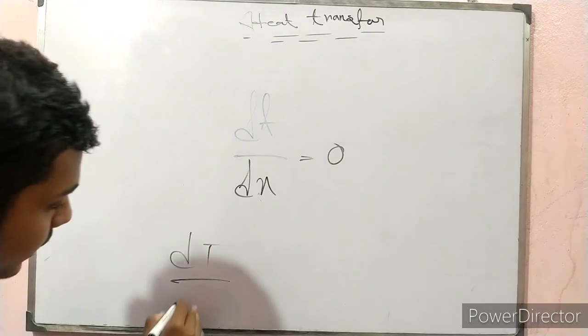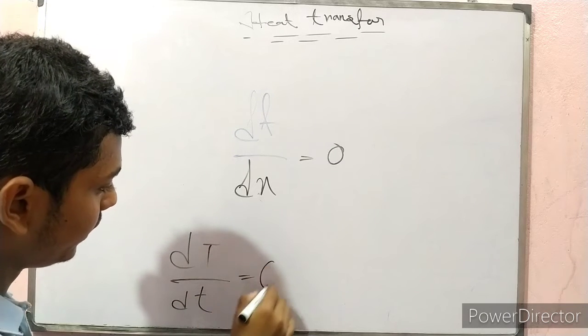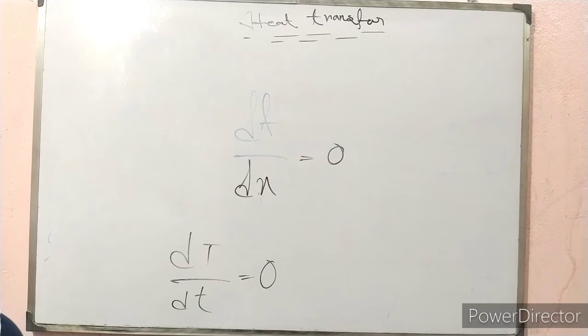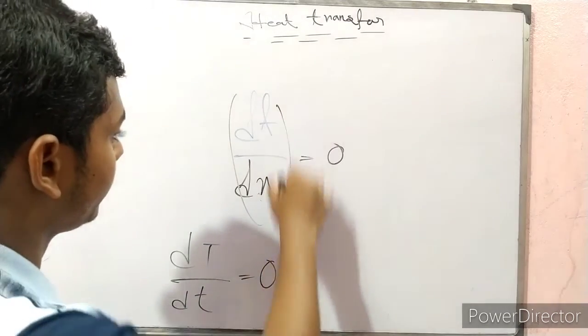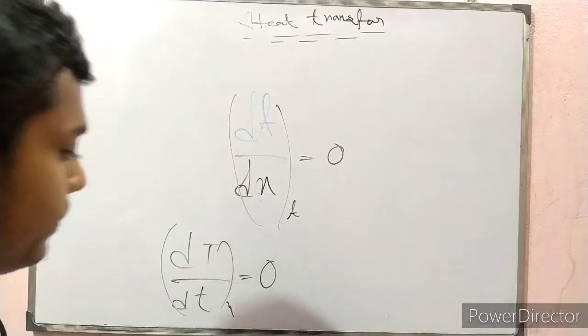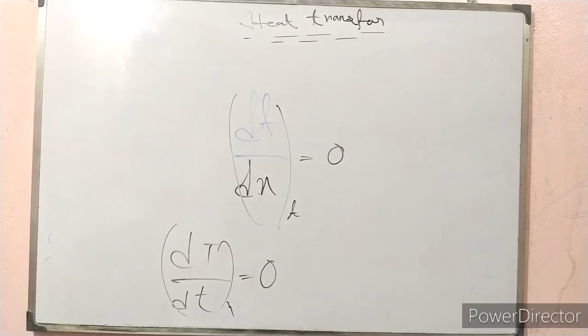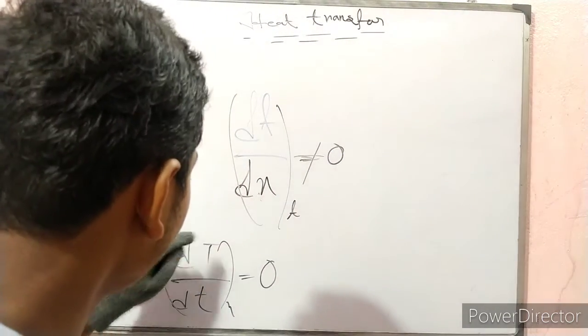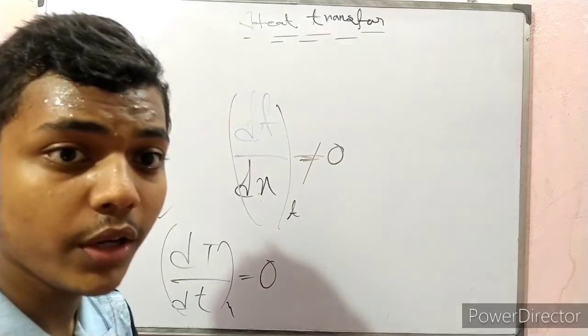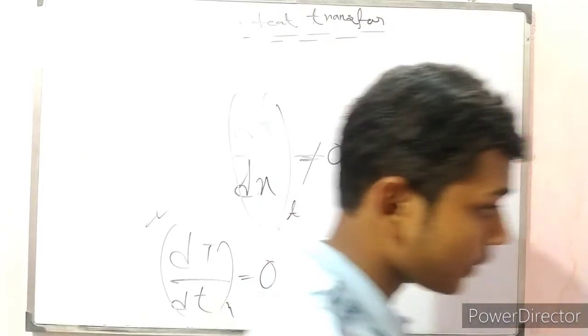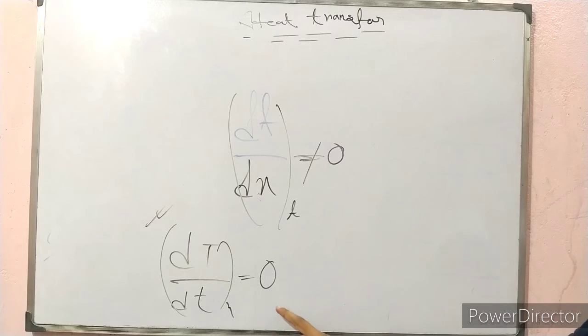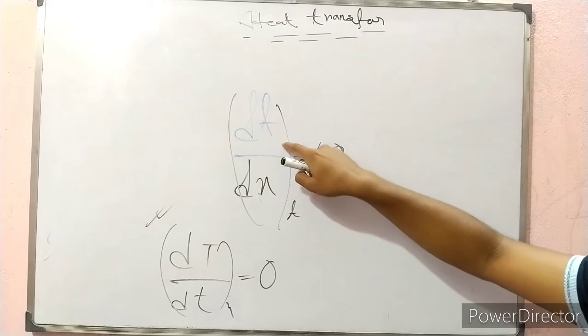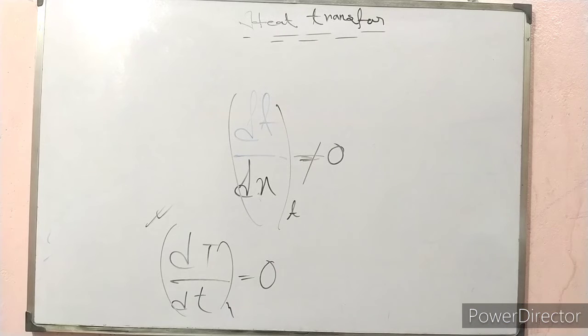dT by dx is 0, with respect to t and with respect to x. X is a variable. Okay, so this is 0 because there is no difference of temperature, means the temperature difference is 0. But it cannot be 0 for the temperature itself, and that is the length of this. Okay, I hope it is clear.